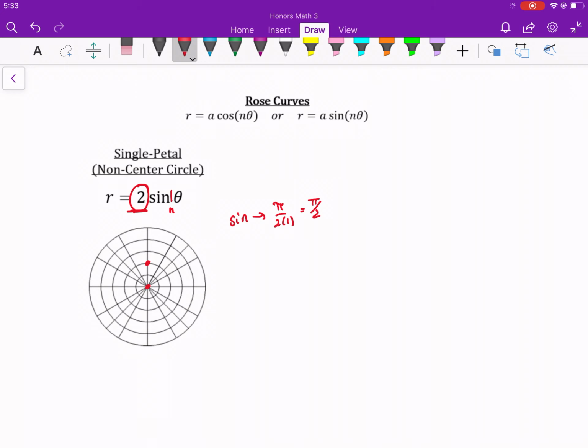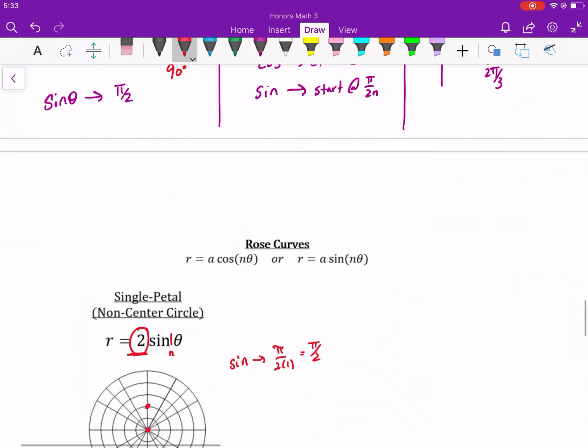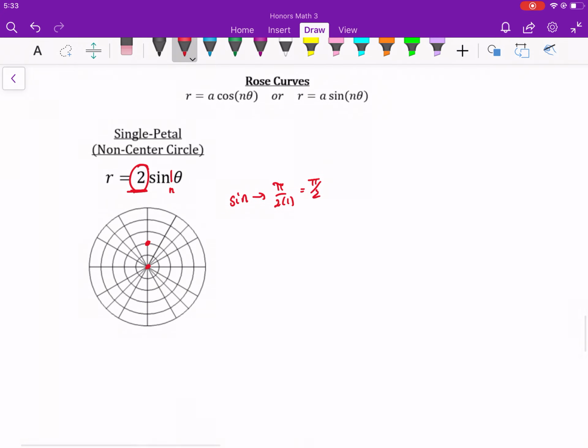And then we always go to our pole. I want you to notice that all of these graphs always do cross through the pole at some point. So this one's just going to be a little circle. And pretend that's a circle. And that's what that graph looks like.